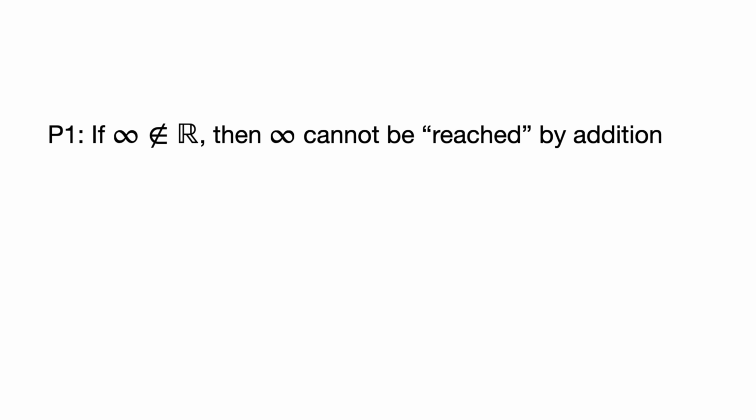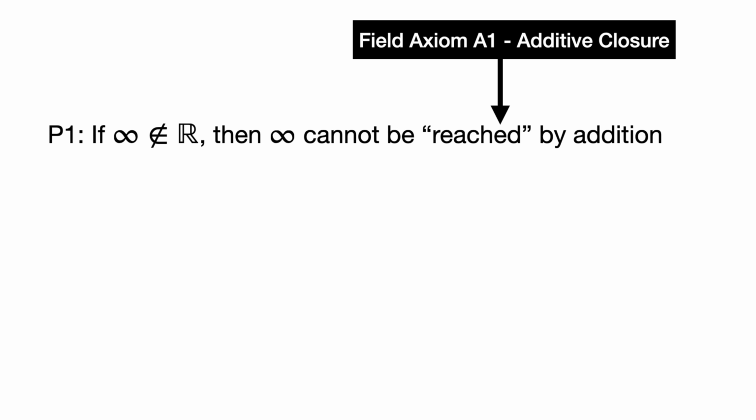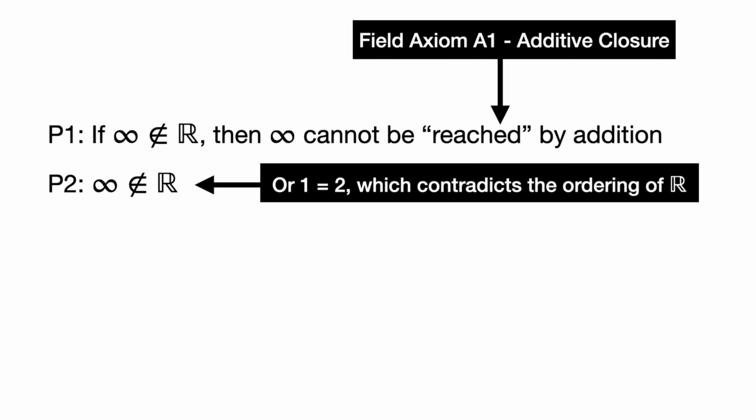Now, you may say perhaps infinity isn't a number, but maybe it can still be reached by addition or by infinite addition. Well, this isn't going to work either. And you can make this into a little argument itself. Look, premise 1, if infinity is in the real numbers, then infinity cannot be reached by addition. And the reason for this is field axiom A1, which states that numbers in fields are closed by addition. This is additive closure. Then premise 2, infinity is not in the real numbers. Once again, as we saw previously, otherwise 1 would equal 2, which would contradict the ordering of the real numbers.